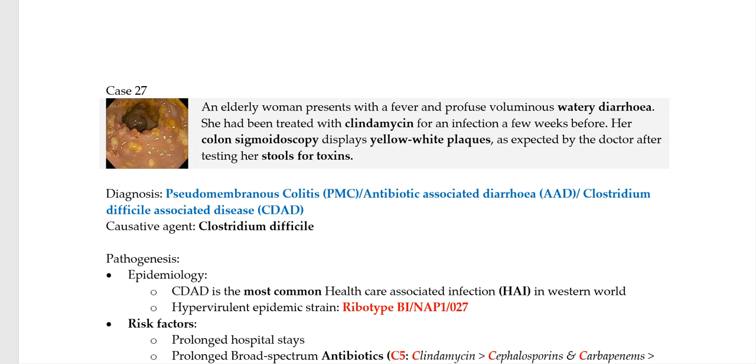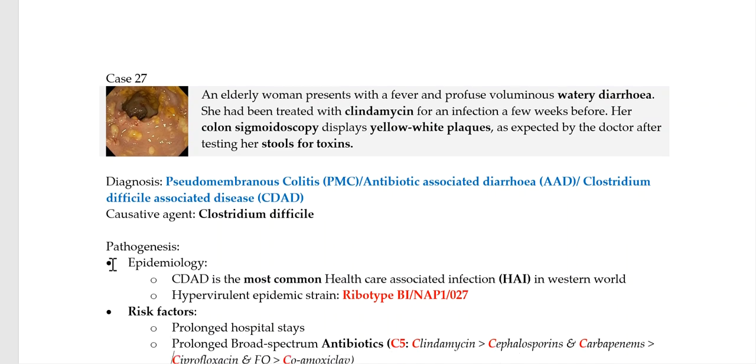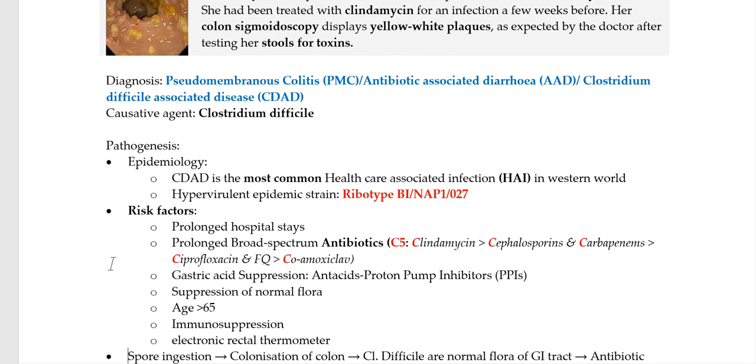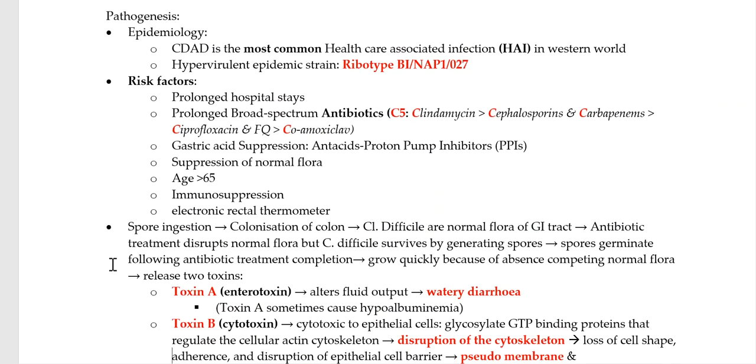Now let us understand its pathogenesis. So it is the most common healthcare associated infection in the Western world. And there is one hypervirulent epidemic strain known as ribotype BI/NAP1/027. This is considered to have too much virulence. What are the risk factors for causation of this disease?